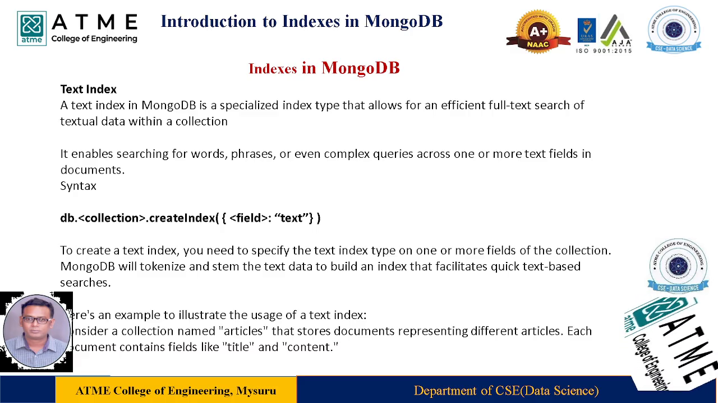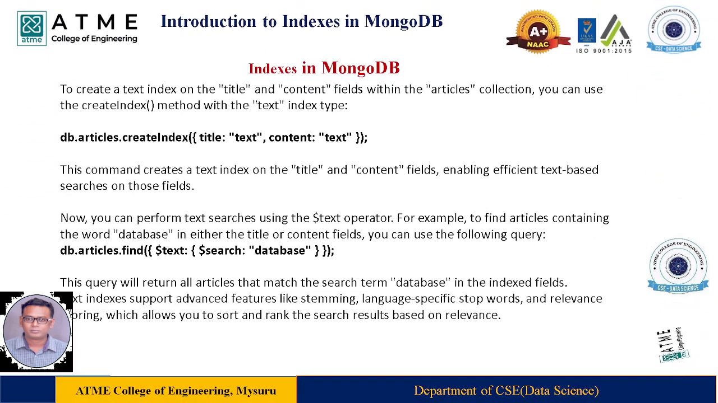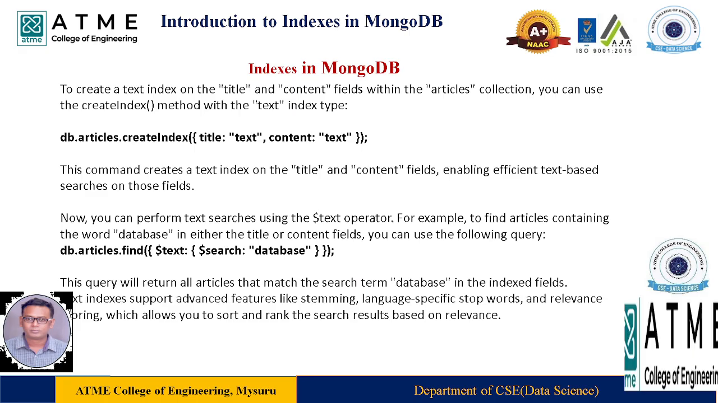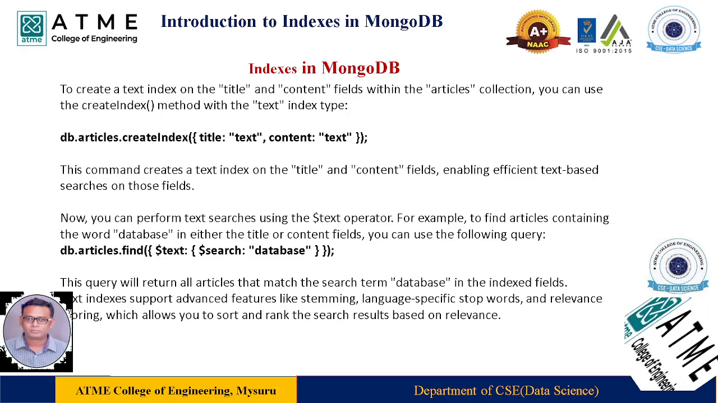So here is an example to illustrate the usage of a text index. Consider a collection named articles that stores documents representing different articles. Each document contains fields like title and content. To create an index on the title and content fields within the articles collection, we can use the createIndex method with the text index type. So this is a sample example of how to create a text index.